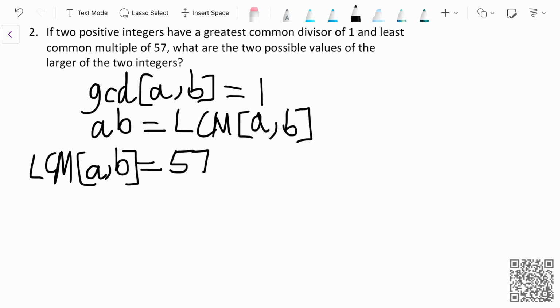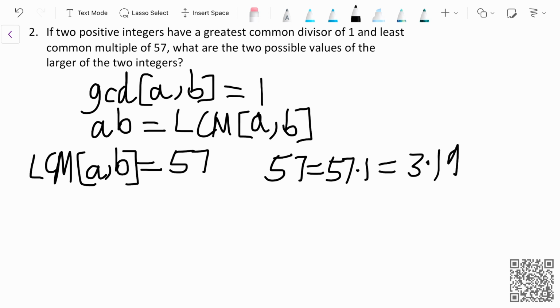Taking that idea now, what are the two possible values of the larger of the two integers? So 57, we can start breaking this down. 57 could equal 57 times 1. It could also equal 3 times 19. We are looking for the two possible values of the larger of the two integers. For the first one, it's obviously 57. For the second, it's 19. So we can write that 57 and 19.